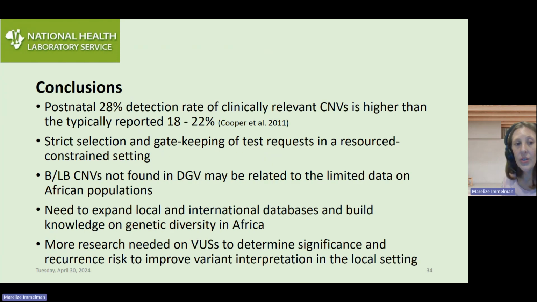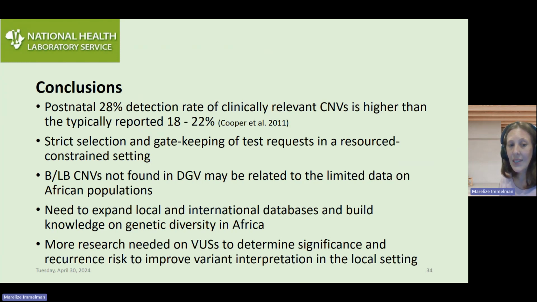So just to conclude, our postnatal detection rate of 28% clinically relevant copy number variants is higher than what is typically reported. And this is likely because of the strict selection and gatekeeping of test requests in our resource constraint setting. We found a number of benign or likely benign copy number variants that are not in DGV, and this is likely related to the limited data on African populations.